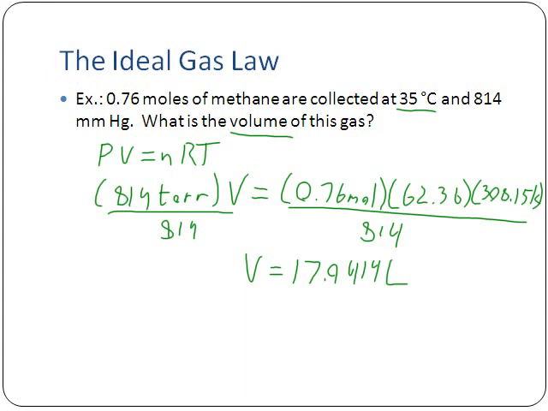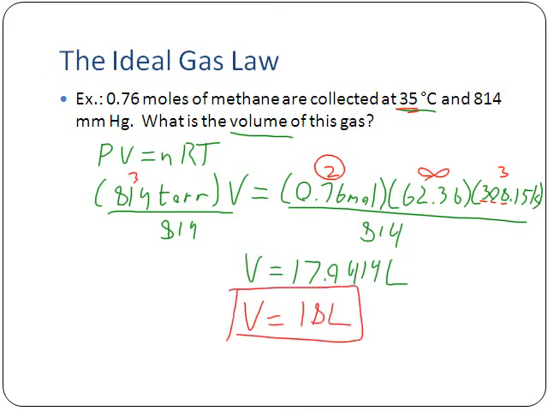Significant figure-wise, taking a look at that, what we see is that we have 814, 3 significant figures. We have 0.76, 2. 62.36 is basically a conversion factor. It's a constant. And we said for the purpose of this class, anytime we're given a conversion factor or a constant, it's going to be considered to have infinite significant figures. And 308.15, since we start off with 35 degrees C, is rounded to the ones place, so we'll have 3 significant figures, 1, 2, 3, like that. And so our final answer is going to have 2 significant figures. So our final volume here is simply going to be 18 liters. And so that is how you use the ideal gas law.